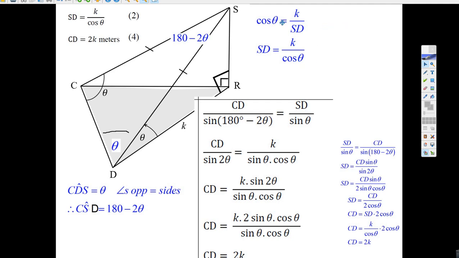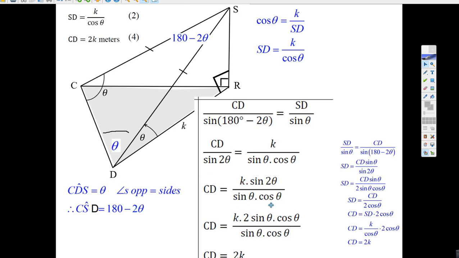A lot of people get confused with that operation. You know, 5 equals 10 over 2. The 5 and 2 can trade places. 2 will equal 10 divided by 5. And that works the same way with these expressions here. Any expression just works. These guys can trade places, and there you go. SD equals k over cos theta.